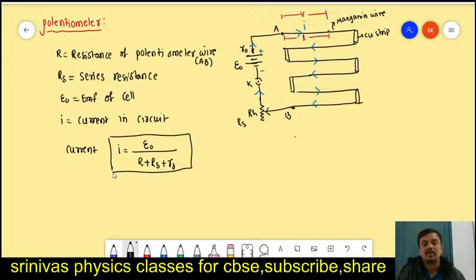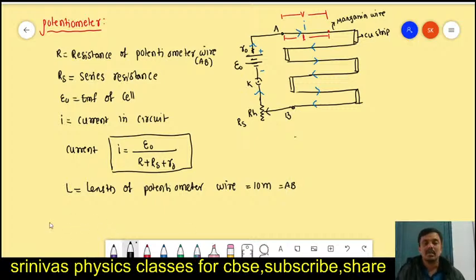Next, capital L is the length of the potentiometer wire. How much will it be? The potentiometer wire length is 10 meters. And capital R is the resistance of the potentiometer wire, that is, the A to B length. Understood, students?